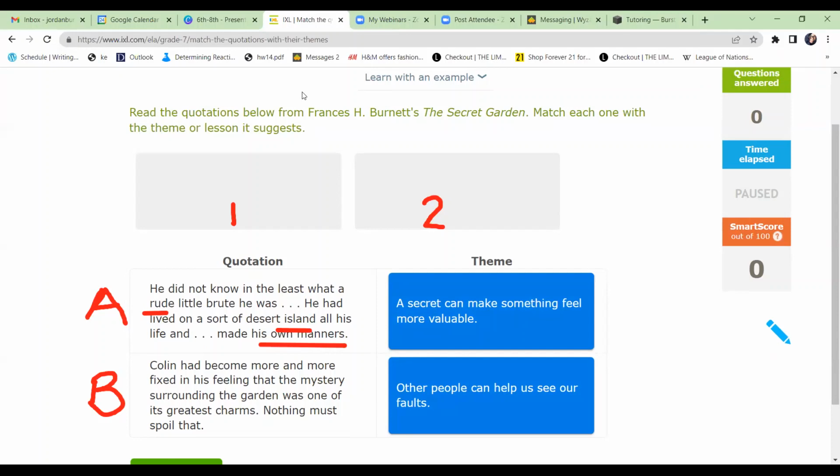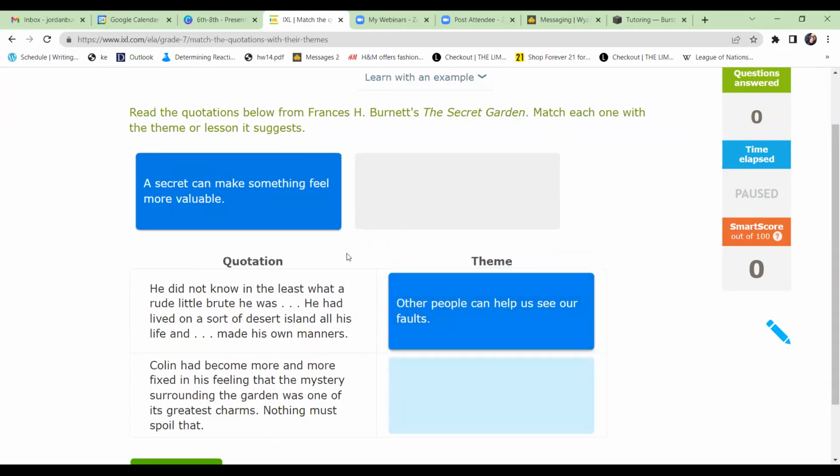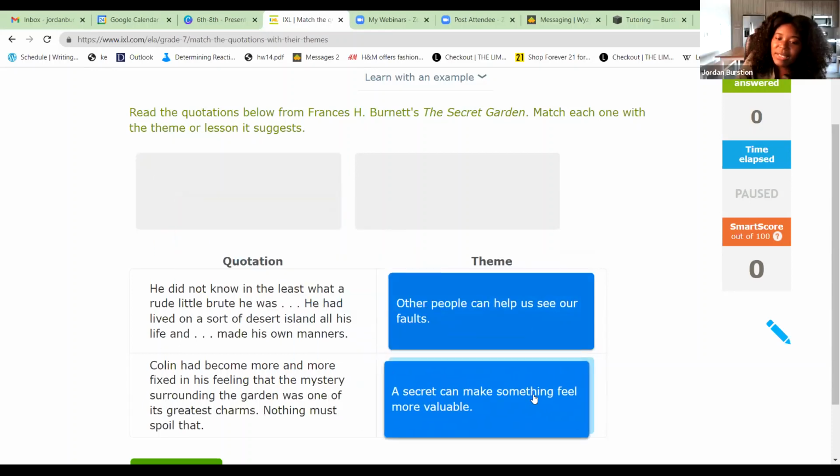Yeah, so I think that other people can, because for the first one, he doesn't know what to do. So I think other people can help us. Yeah, people can help him. And it's like nothing will spoil that. So the secret can make things feel more valuable. So I think I would switch it a little bit.